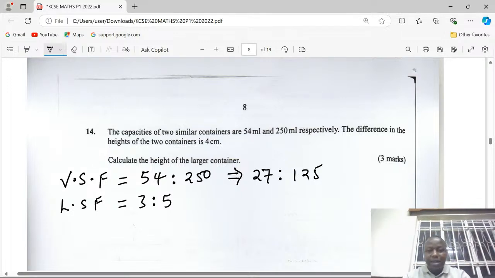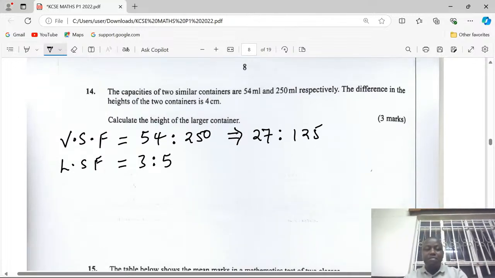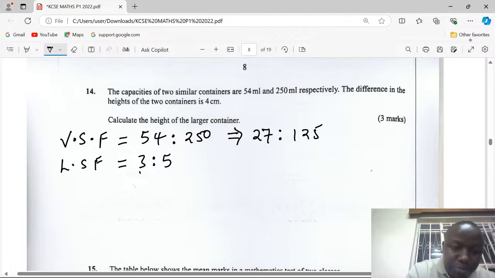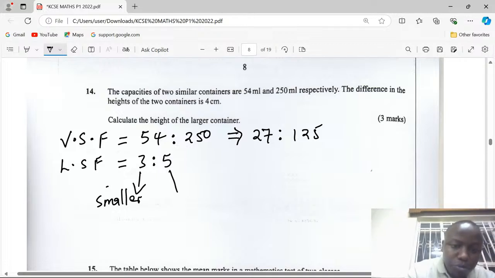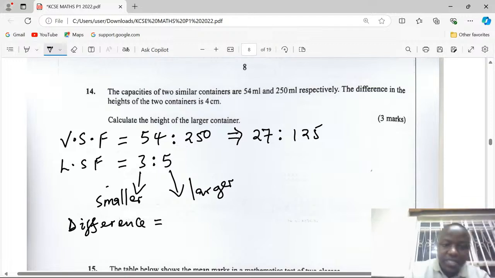Now the linear scale factor is here. What has been given is the difference in the heights, which means it can also be the difference in the proportions that we have, 3 is to 5. So the difference in the proportions for the two containers, this is the proportion for the smaller, proportion for the larger. The difference is going to be 5 minus 3, which is 2 proportions.